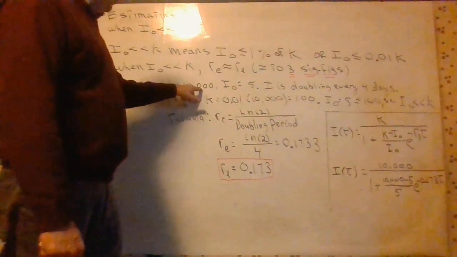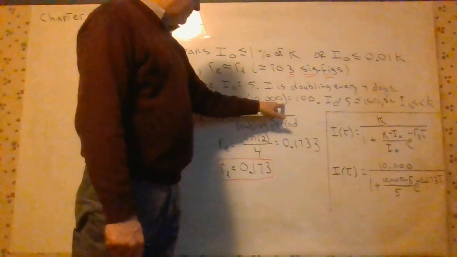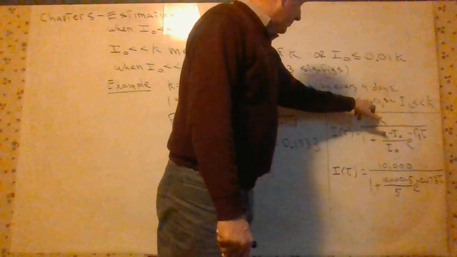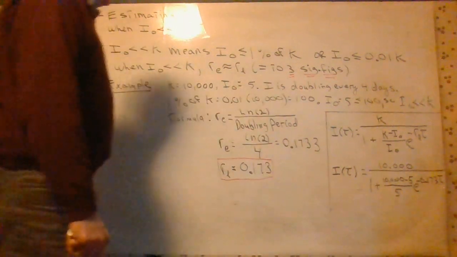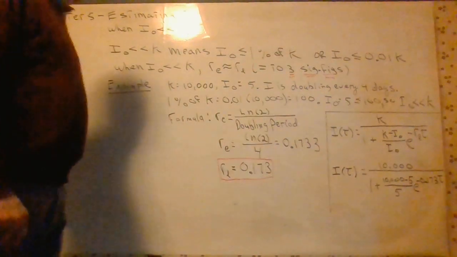1% of K, 1% of this number, is 0.01 times 10,000, which is 100. You can move the decimal over 2 places. And 5 is indeed less than or equal to 100. Okay, so I0 is really less than K. You could use that term if you want. Given that, here's an interesting formula.